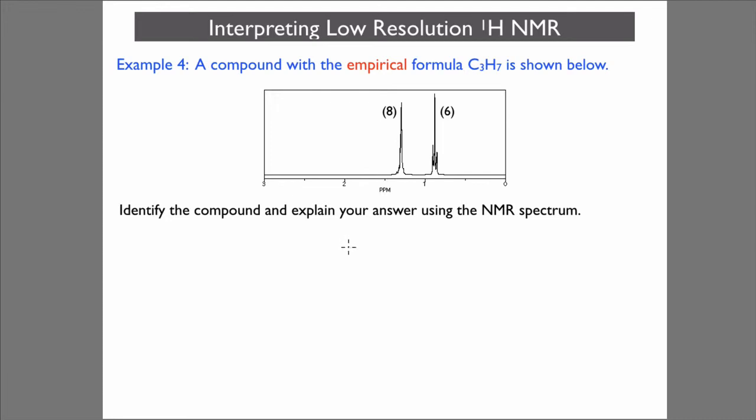Example 4. A compound with the empirical formula C3H7 is shown below. We're going to identify the compound and explain our answers. In fact, you're going to do that. Give it a go. See if you get it right. Pause.